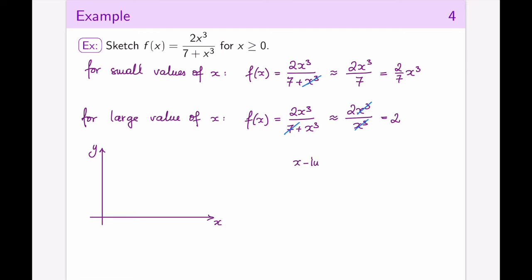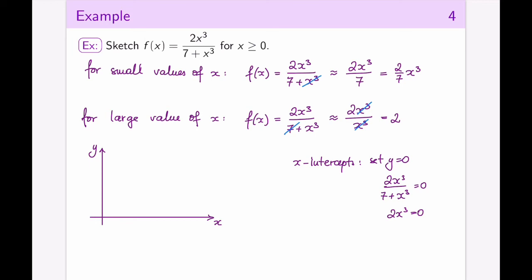So in order to find the x-intercept, I'm going to set y to be 0. My y is equal to this function right here. So what I have is 2x cubed over 7 plus x cubed is equal to 0. So now let's take a look at this. What I am looking at is I have a fraction equal to 0. The only way that I ever have two numbers divided by each other producing a 0 is if the top is 0, okay? A fraction is only ever 0 if the top of it is 0.